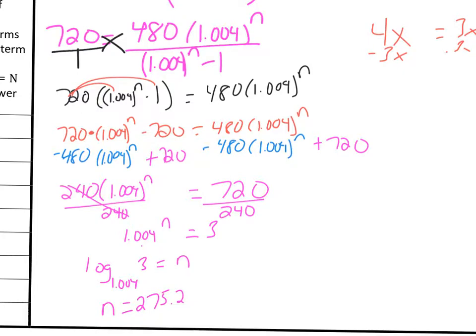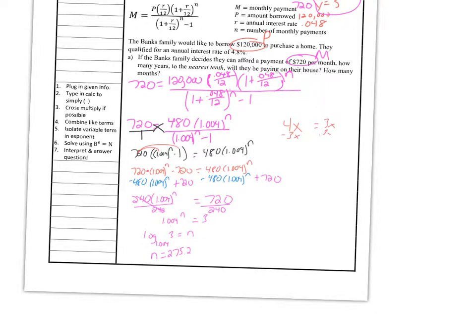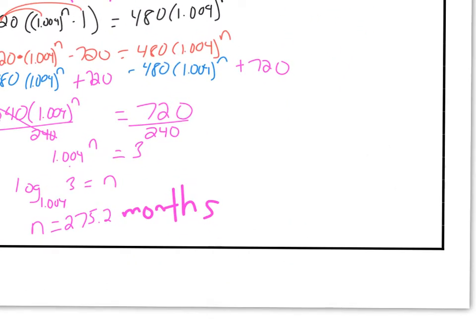N becomes 275.2. Well, hopefully that's not years, but let's pay attention and go back up to the question and see what it's talking about. N is the number of monthly payments, so this is months. Whereas the question also says how many years, right? How many months? How many years? So it's 275.2 months. We're going to divide that by 12. So 275.2 divided by 12 is going to give us a number of years, which works out to be 22.9 years.